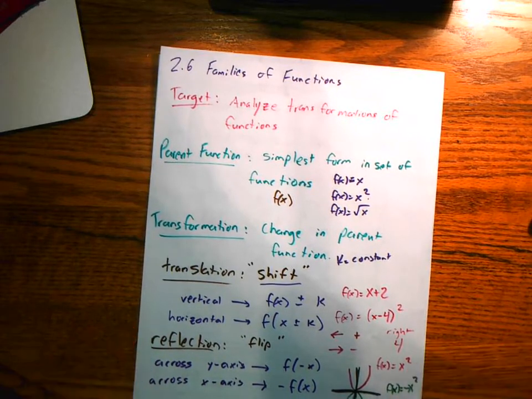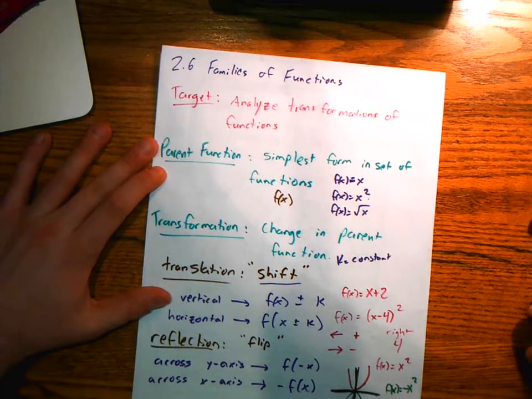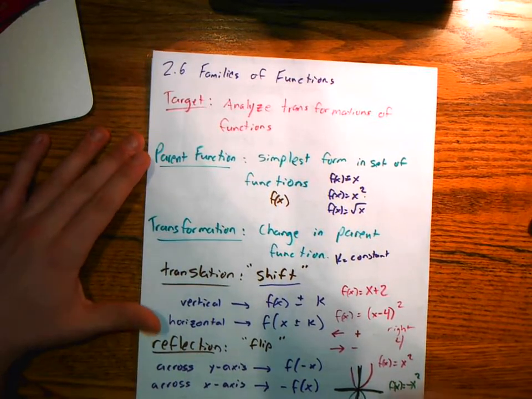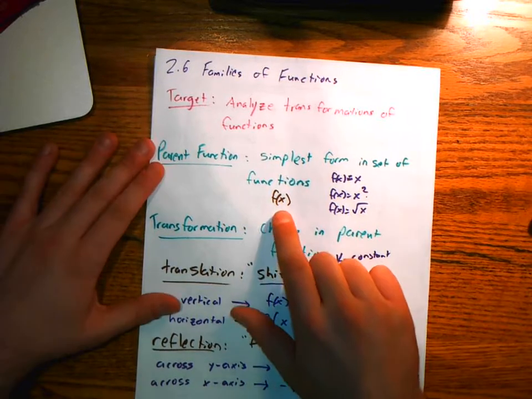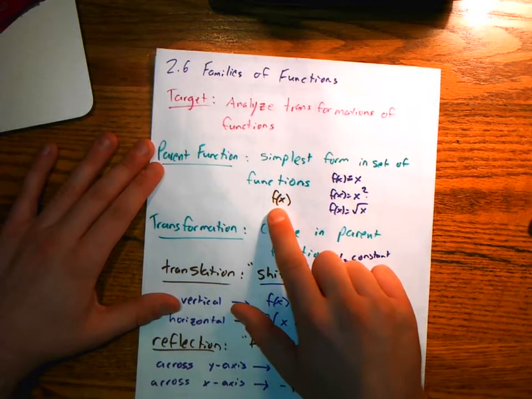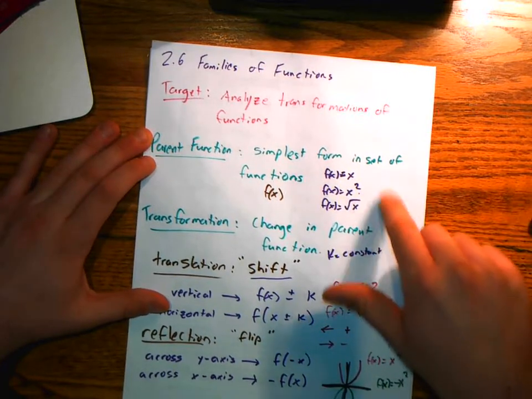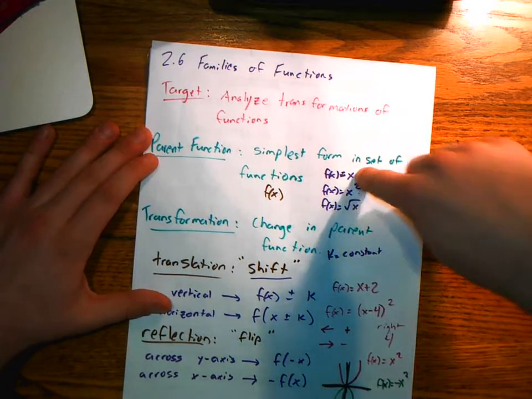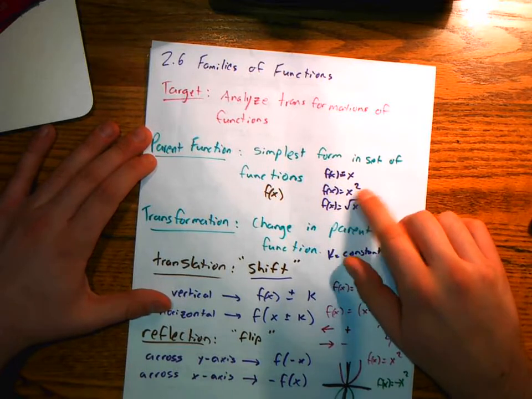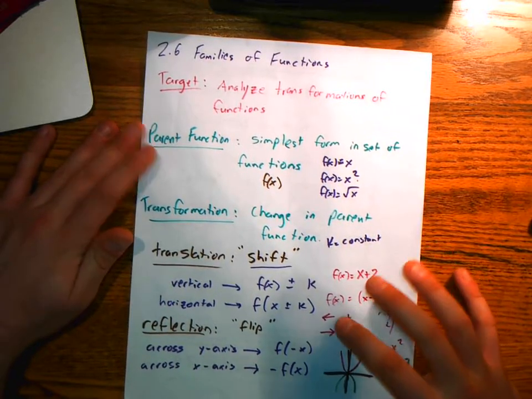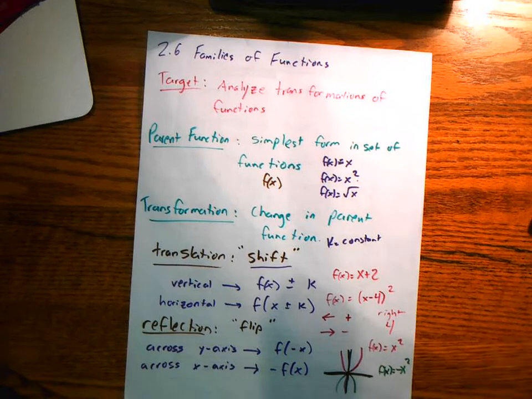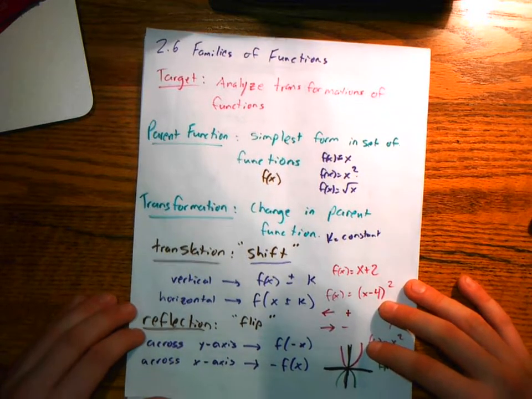When you're talking about a family of functions, you're always going to have something you want to start with. The very beginning of any starting function is called a parent function, and that is the simplest form in a set of functions. I'm going to indicate it through all these examples as f of x. Some general examples of parent functions are f of x equals x, x squared, and the square root of x. You'll see as we go through some of the transformations what makes them different parent functions between themselves.